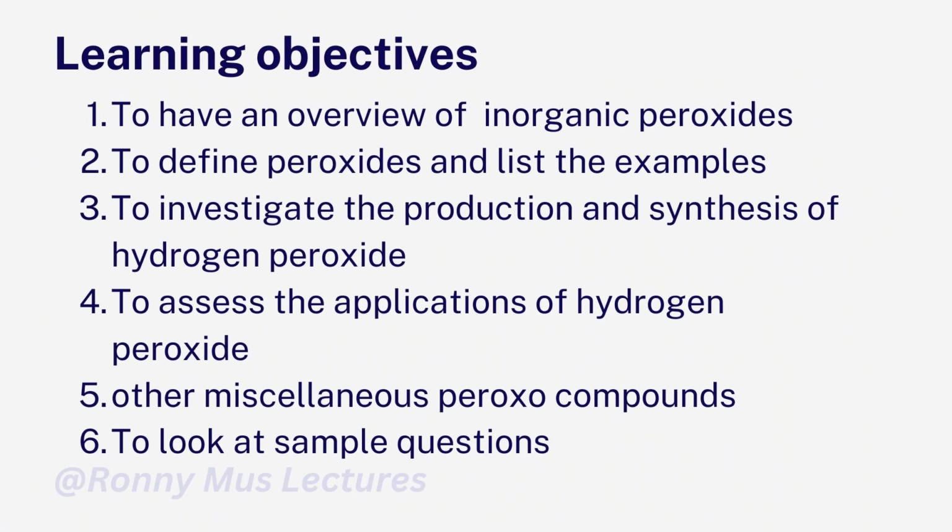Our learning objectives are: number 1, to have an overview of inorganic peroxides. Number 2, to define peroxides and list the examples. Number 3, to investigate the production and synthesis of hydrogen peroxide. Number 4, to assess the applications of hydrogen peroxide. And number 5, to look at other miscellaneous peroxo compounds. And last but not least, to look at sample questions.